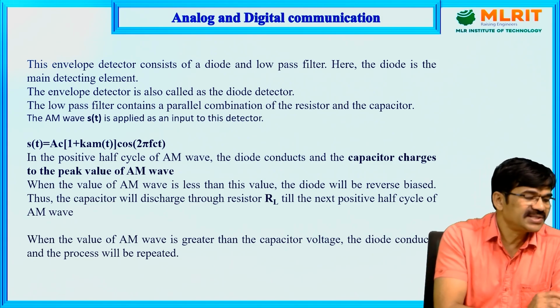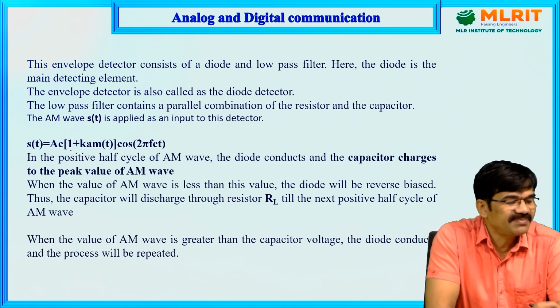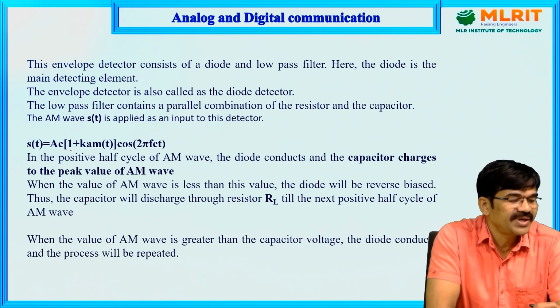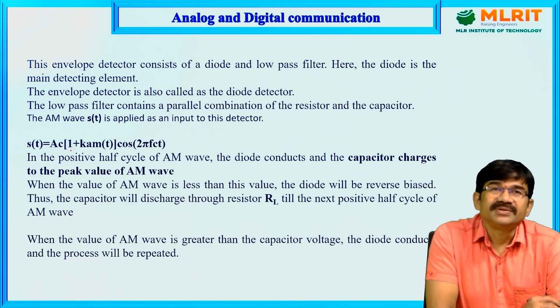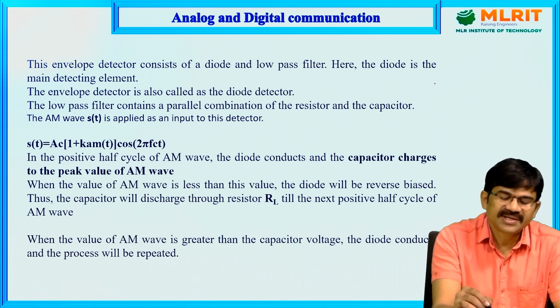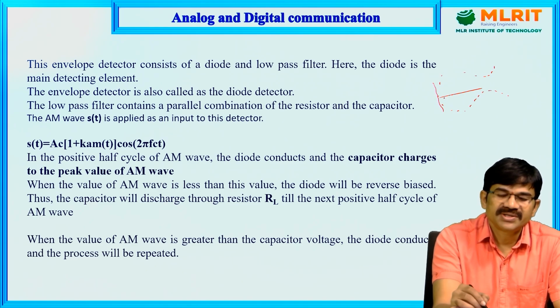So what is S of t? S of t is AC times 1 plus Ka M of t, times cos 2 pi FC t. If the received signal is in the positive half cycle, what is the general S of t waveform? The S of t waveform looks like this. Let me take the modulation index mu less than 1.